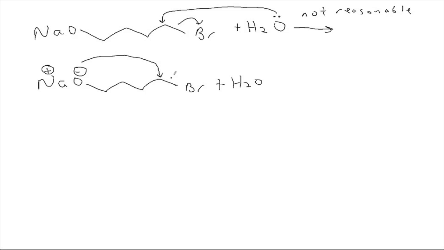So based on the rules that we've talked about so far, do these arrows seem reasonable? Yeah, they do. Because now the arrows are starting on a negative charge. Now the arrows are not ending on a positive charge. Why aren't the arrows ending on a positive charge?